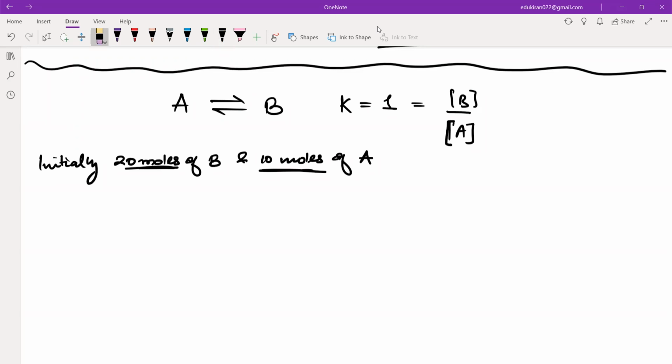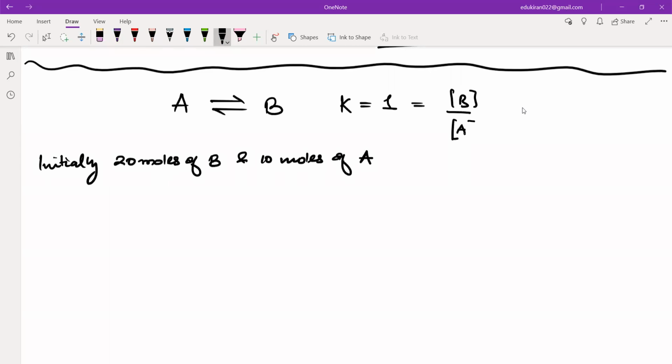So now you tell me, initially, when we are taking 20 moles of B and 10 moles of A, for each mole of A, how many moles of B are present? Tell me, guys. Look at the numbers and tell me. We have 10 moles of A and we have 20 moles of B. For each mole of A, how many moles of B are there?